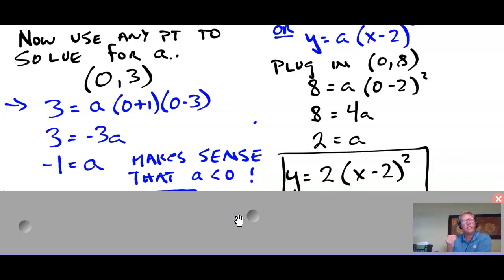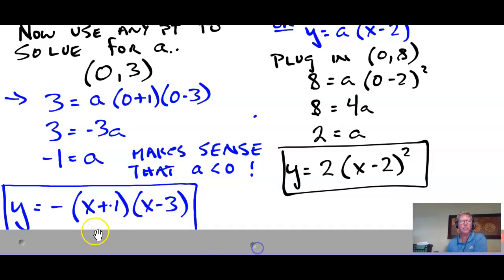That makes sense, because if we go back and look at the graph, it was opening down, so we should expect a negative number. Our final answer is -1 times (x + 1)(x - 3). Mr. Sayers, I think I got it. You look in the back of the book, and they don't have that written.